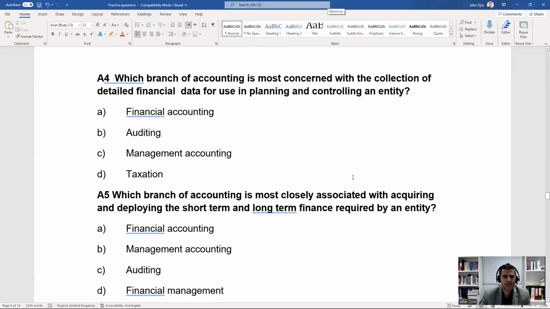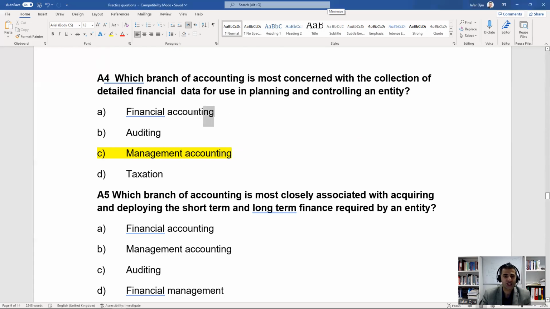So A4. Which branch of accounting is most concerned with the collection of detailed financial data for use in planning and control? When you talk about planning and control, straight away you look at management accounting. Management accounting is the branch concerned with planning and control.